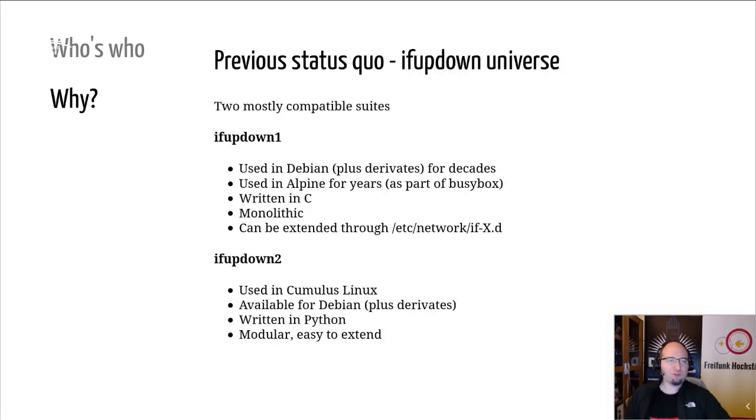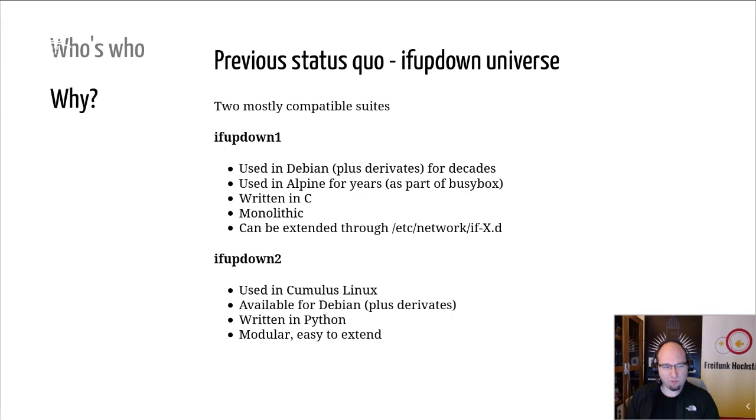Okay, so a closer look at the ifupdown universe. As I said, ifupdown-1 is used in Debian and a lot of derivatives for decades. Alpine is using it for years too, as part of BusyBox. It's written in C. It's monolithic. It can be extended by touching the C code or putting extension scripts in /etc/network/if-whatever.d, like the VLAN, the bridge stuff, etc., is added on top of it.